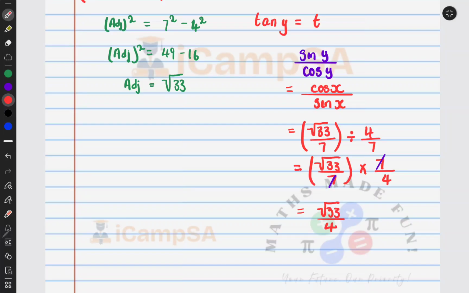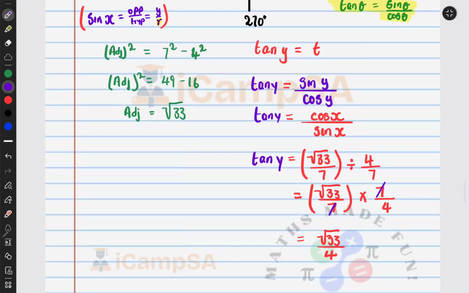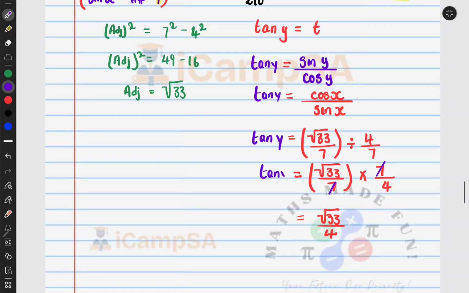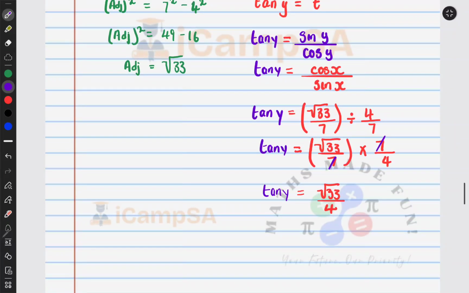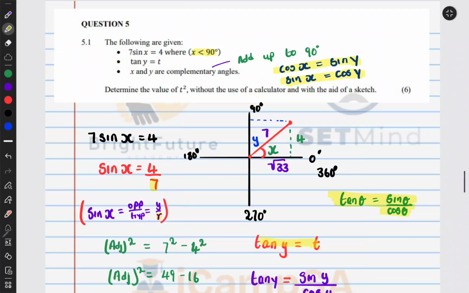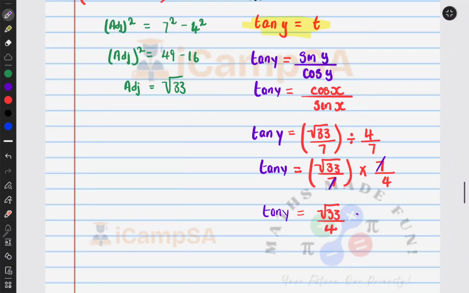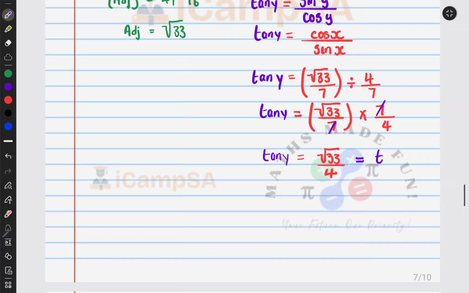This is actually tan y. This is tan y all along. Keep track, this is tan y. Therefore tan y is equal to what? Is equal to root 33 over 4. But we know that tan y is equal to t. So in other words, this is the value of t. So this is also equal to t. Okay, so t is equal to root 33 over 4.